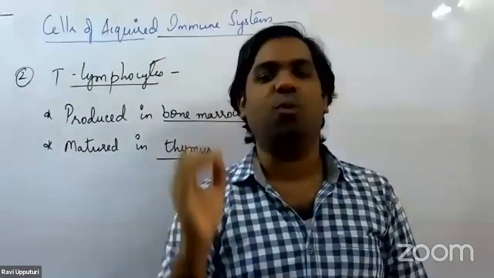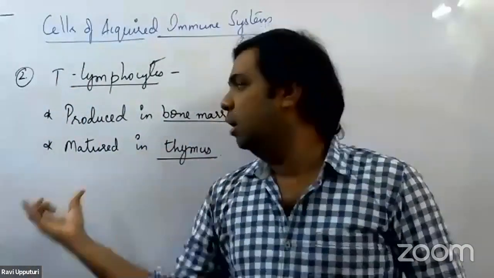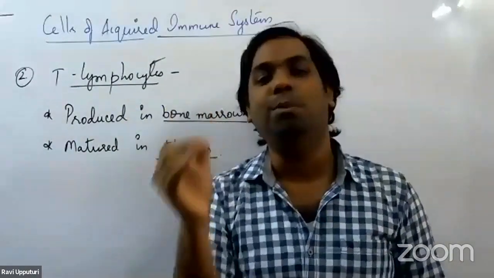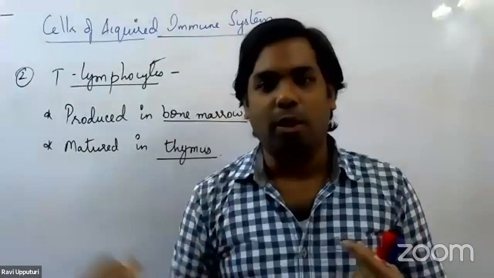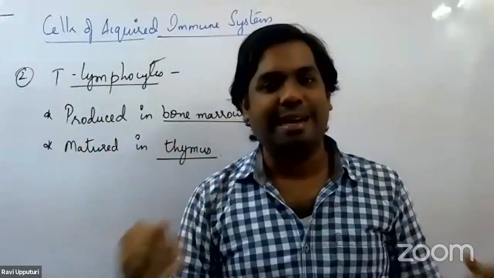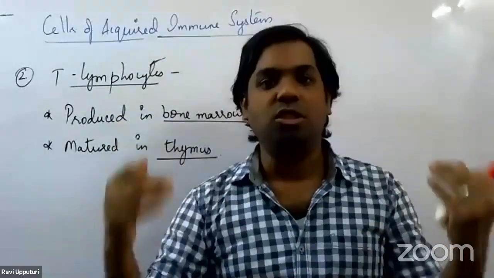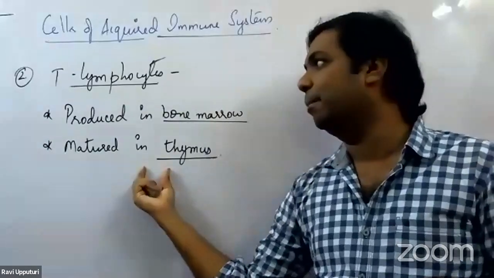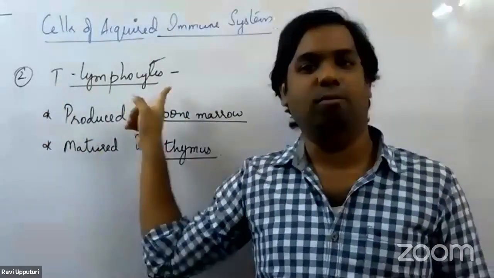So thymosin is very essential for the process of maturation of one of the most important immune cells present in our body, which is called the T lymphocytes. If T lymphocyte maturation doesn't happen, what would happen? Our immune system would actually become weaker. Since it is matured in the thymus, it is termed T lymphocytes.